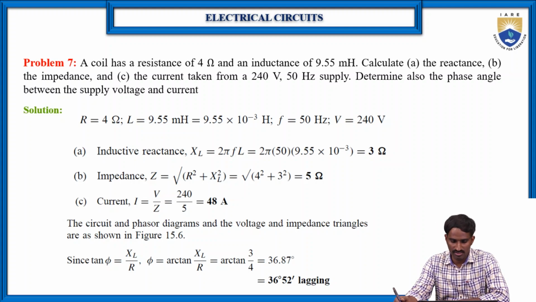Okay, so there you can see the power triangle and impedance triangle. From that, tan phi, phi is equal to tan inverse of XL by R. Here XL is equal to 3 and R is equal to 4. So tan inverse of 3 by 4 is equal to 36.87 degrees. This is how we can calculate the phase angle between the supply voltage and the current, right?